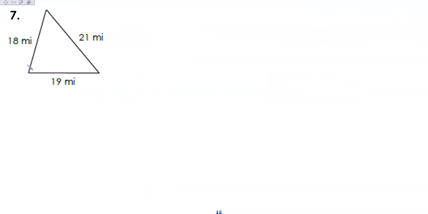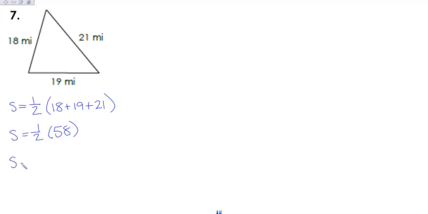So when I look here, I'm given side, side, side. So instead of doing law of cosines and then my area formula, I'm going to use my Heron's formula. So I'm going to start by finding my semi-perimeter. My semi-perimeter is 1/2 the perimeter. So I'm going to do 18 plus 19 plus 21. So my semi-perimeter is going to be half of 58, which is 29 miles.